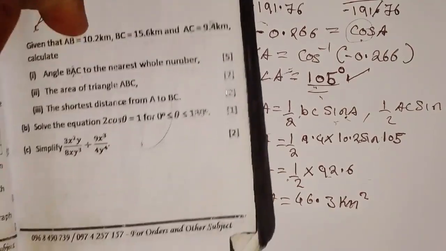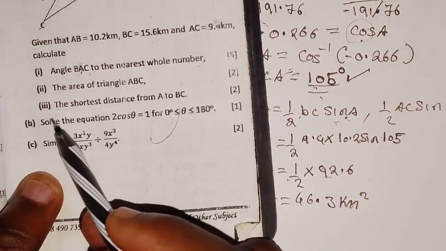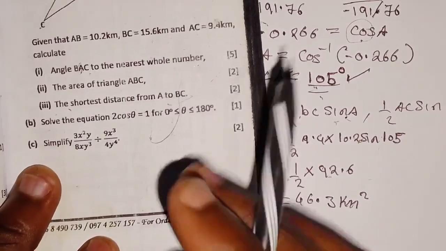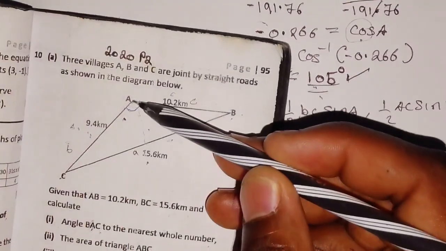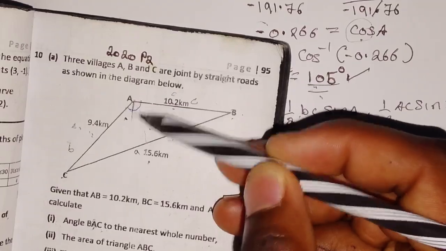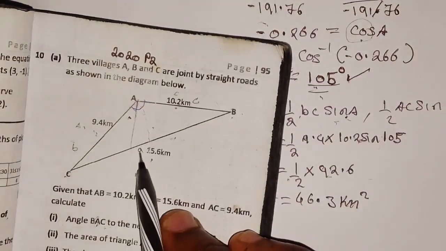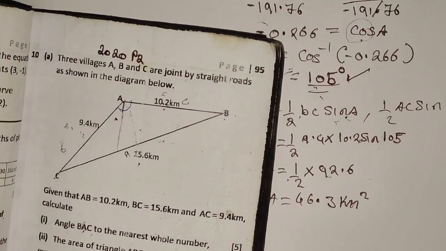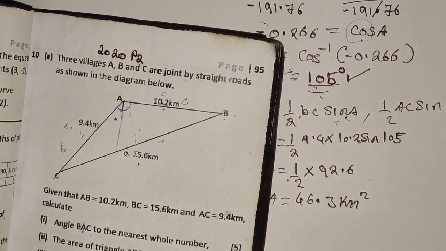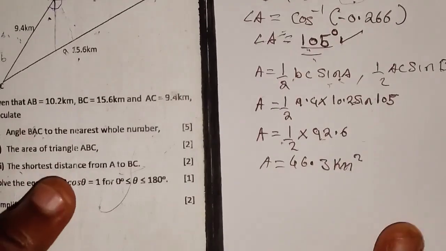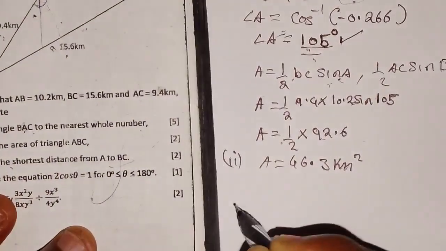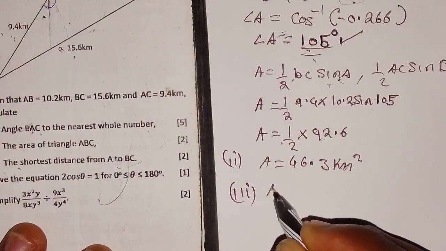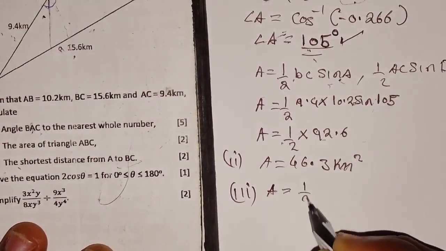Okay, so having found the area, you proceed to this question, which is the shortest distance from A to BC. The shortest distance, they mean the perpendicular height, which is this one. This is what they mean. So if you see here, to find the perpendicular height, it means that the triangle has made a right angled triangle. And you know that the area of a right angled triangle is given by the formula: area is equal to 1 over 2 BH.